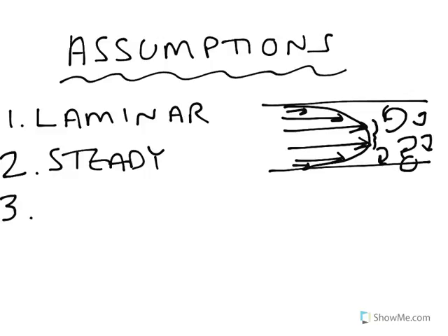The third assumption is that the fluid that we're dealing with is a Newtonian fluid. And a Newtonian fluid is one which has a constant, unchanging viscosity. If you have a fluid which is a suspension of particles, for example blood, the viscosity here varies, and that's known as a non-Newtonian fluid. So for Poiseuille's law to hold, the fluid must be Newtonian.